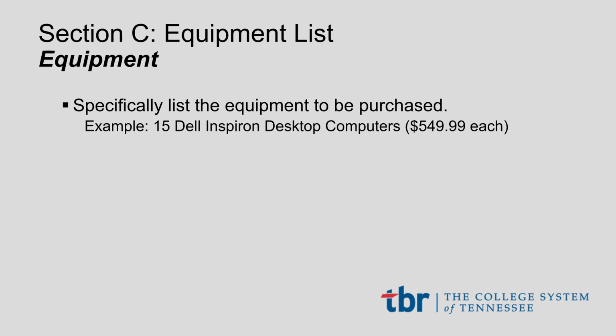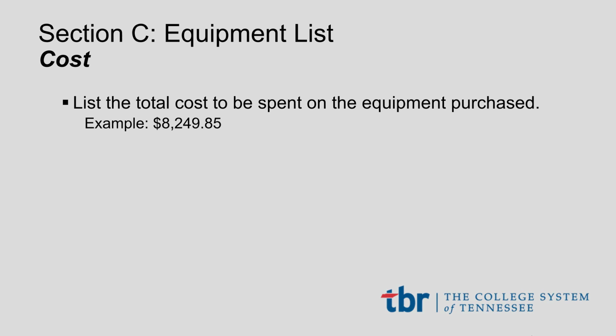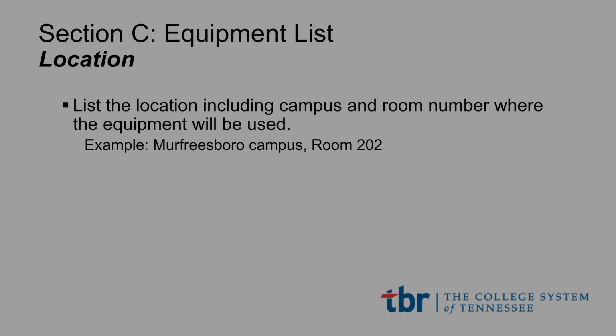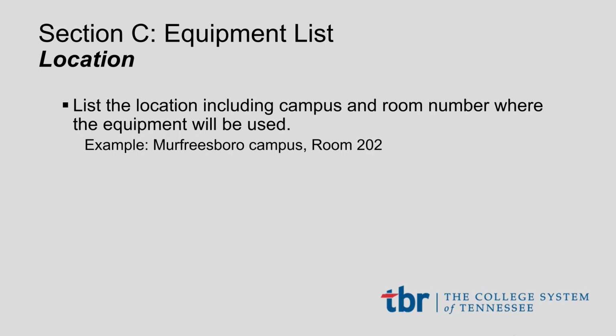Equipment. Specifically list the equipment to be purchased. Cost. List the total cost to be spent on the equipment purchased. Location. List the location, including campus and room number where the equipment will be used.